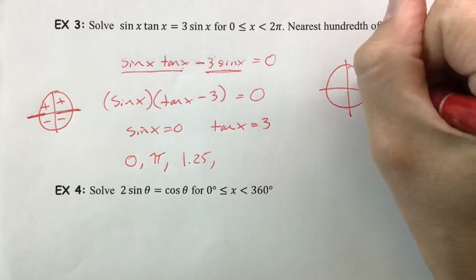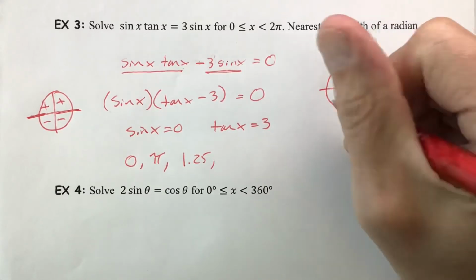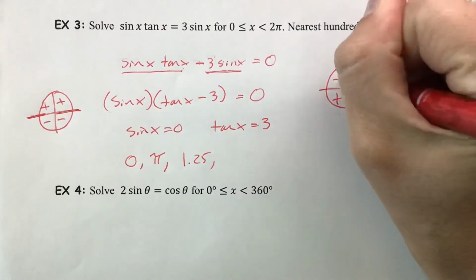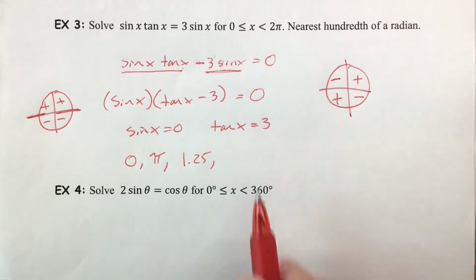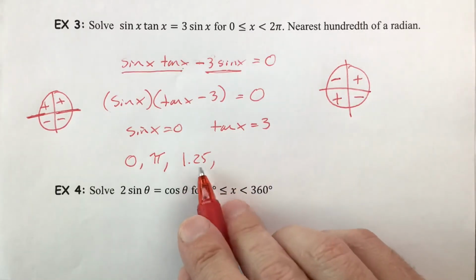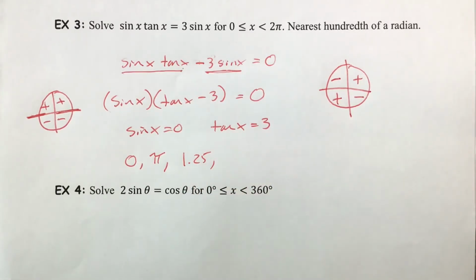All right, tangent is gonna be positive in the first quadrant and also positive in the third quadrant. It will be negative in these two quadrants. All right, so that was a 3, right? That was a 3, and we got back an answer of 1.25.